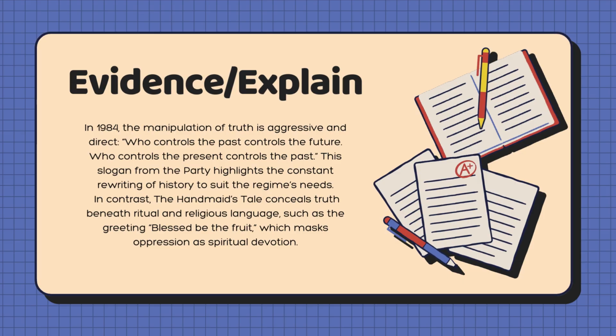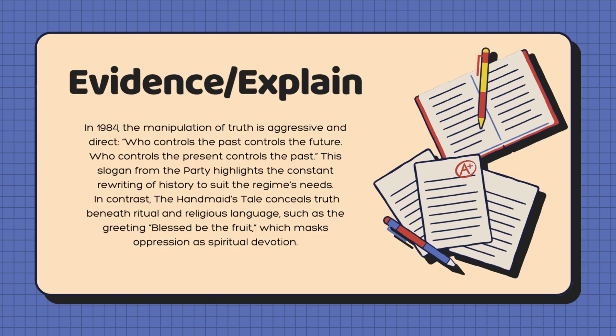E is for our evidence and explain. Here's the evidence and explanation for the paragraph. In 1984, the manipulation of truth is aggressive and direct. "Who controls the past controls the future. Who controls the present controls the past." This slogan from the party highlights the constant rewriting of history to suit the regime's needs. In contrast, The Handmaid's Tale conceals truth beneath ritual and religious language, such as the greeting, "Blessed be the fruit," which masks oppression as spiritual devotion.